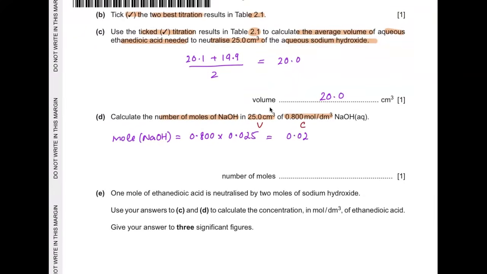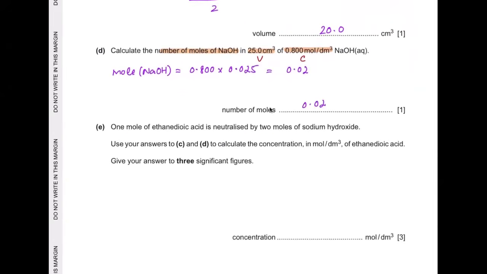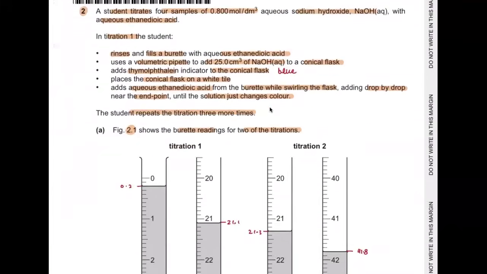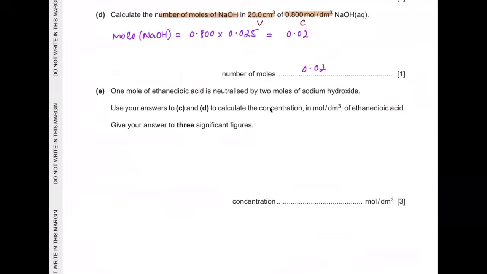0.02. So we got the number of moles of sodium hydroxide, which is 0.02. Now, sometimes they do give you the equation, but over here they haven't. Instead, they have informed you that 1 mole of ethane dioic acid neutralizes 2 moles of sodium hydroxide. So you got the ratio of their moles: when you react ethane dioic acid with sodium hydroxide, the ratio is 1:2.